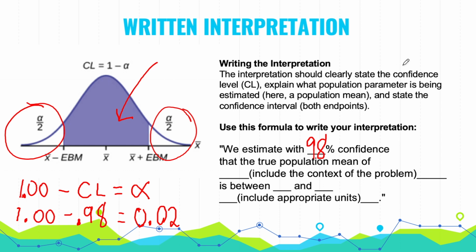Our written interpretation should clearly state the confidence level, explain what population parameter is being estimated, and state the confidence interval, both endpoints, and the units very clearly. So here we would say, we estimate with 98% confidence that the true population mean of, and we would include the context or the variables and units of our problem, is between, and we would say our lower bound and upper bound, and we would include units like days or inches or whatever other measurement we were using for our problem.